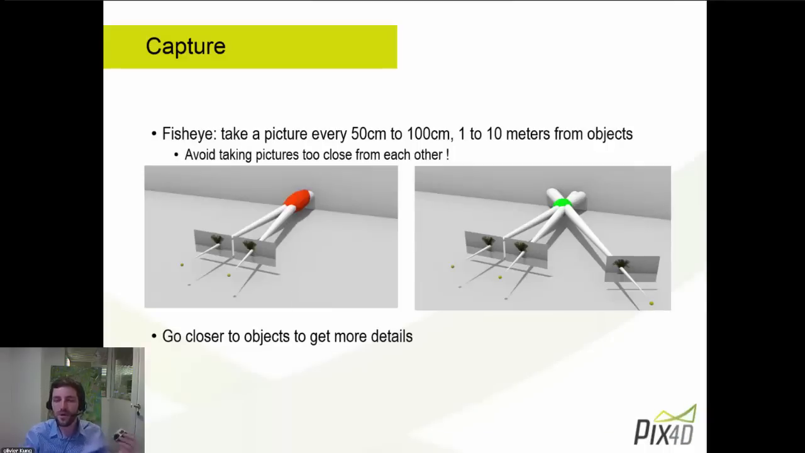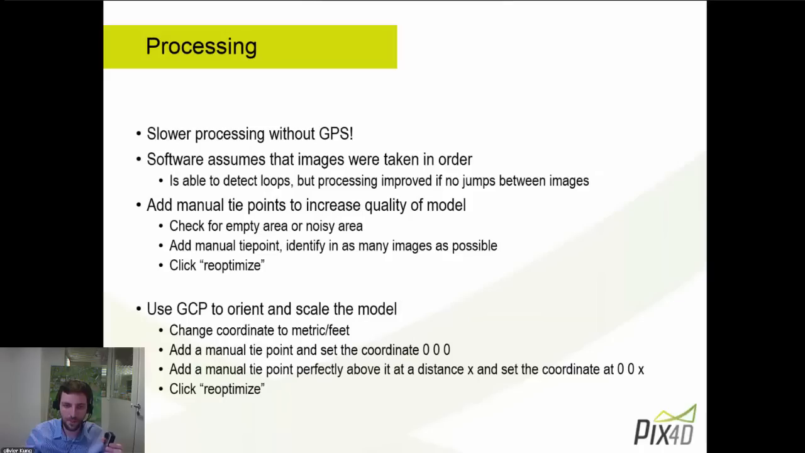So basically, if you are lacking details in any part of your project, the best way to solve it is to go closer when you start shooting your images, to shoot them much closer when you need more details from a certain part of the project.